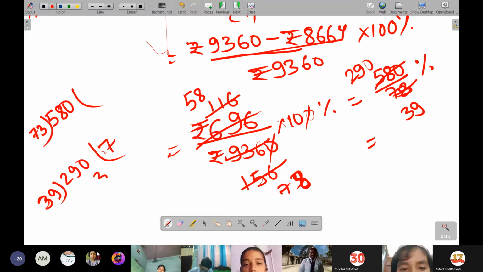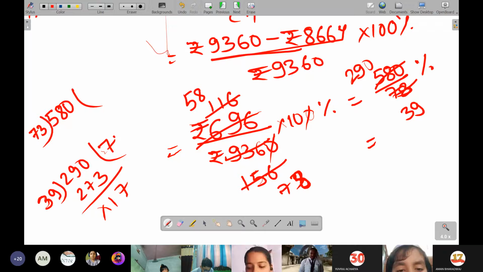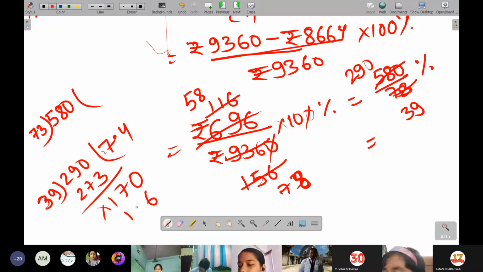7 9 is 63. Carry 6. 7 3 is 21 and 6 27. So it will become 7, and then after here it will be 8. So this 17, and then after when we will keep point, then it will come 0, and 4 for the 16. So with 4 it will go. So 9 for the 36, and then after 4 3 is 12 and 3 15.